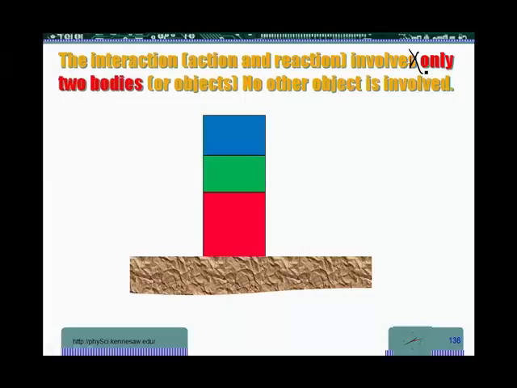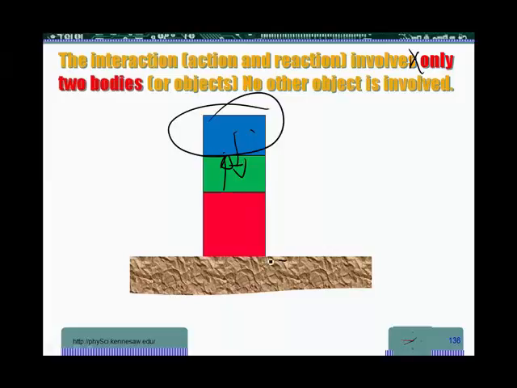Now, for example, here, the blue box. What does it do? It pushes down on the green. What does the green do? It pushes back up on the blue. But the blue does not do anything to the red one. There is no interaction between the blue and the red. Of course, there is the very tiny gravitational force between any two masses, but it's going to be tiny and we are going to ignore it.